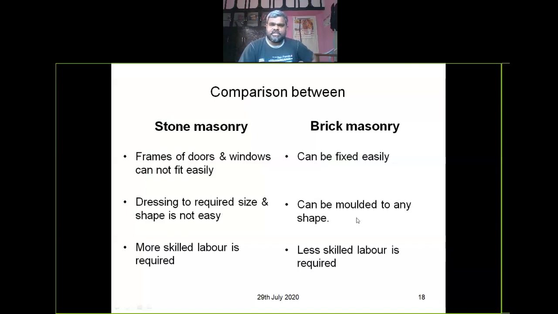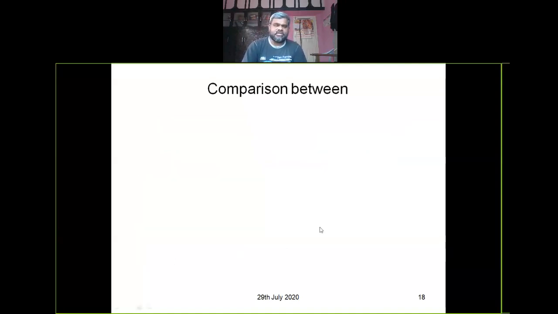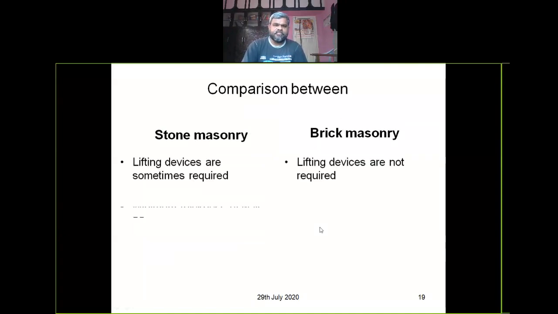But brick masonry can be molded to any shape. And in stone masonry, more skilled labor is required because stones are not in uniform shape. That's why more skilled labor is required to construct a uniform level of a wall or a course. But less skilled labor is required in brick masonry.